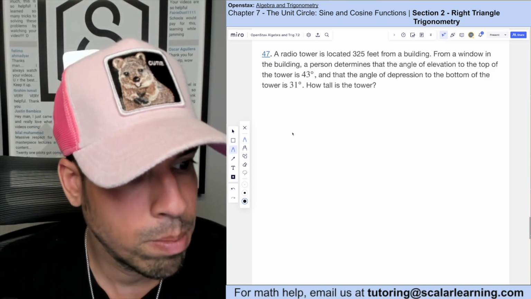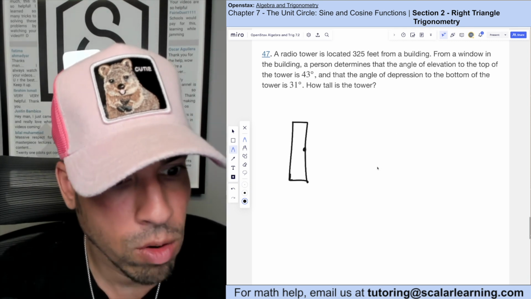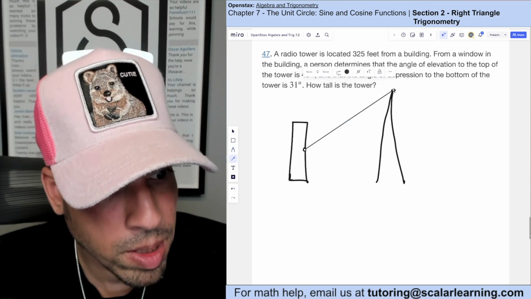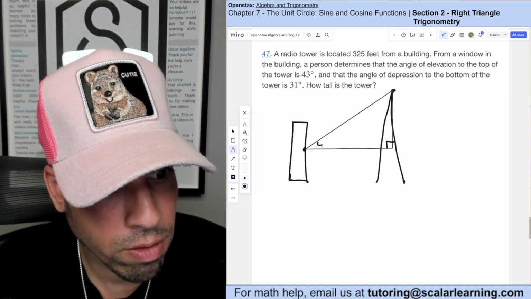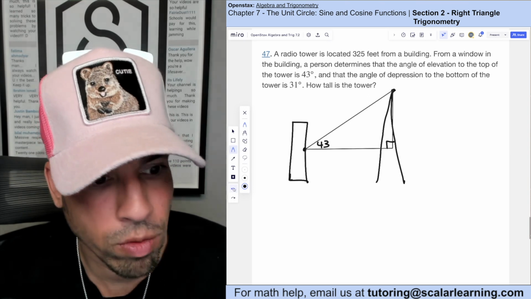So this says a radio tower is located 325 feet from a building. From a window in the building, so let's draw that building. A person determines that the angle of elevation to the top of the tower is 43 degrees. So here's my radio tower, right? And they're saying to the top of the building like so. We have an angle of elevation. That's this angle in here of 43 degrees. That's an angle from looking straight across to looking up, the angle formed there.